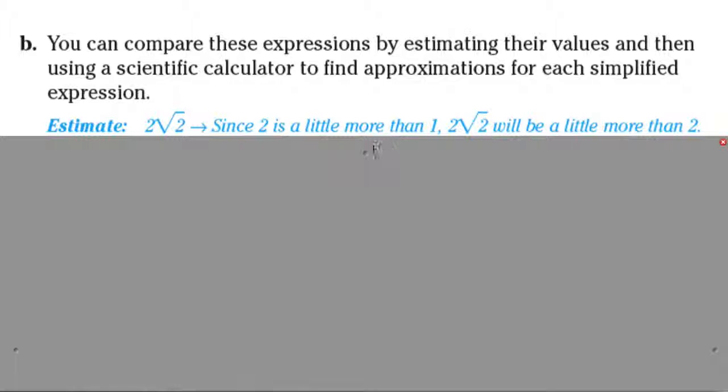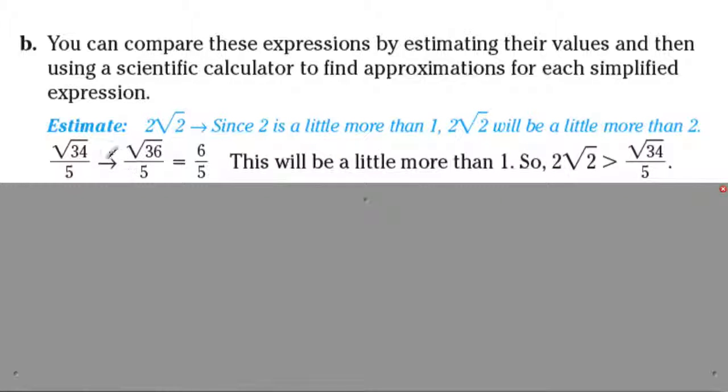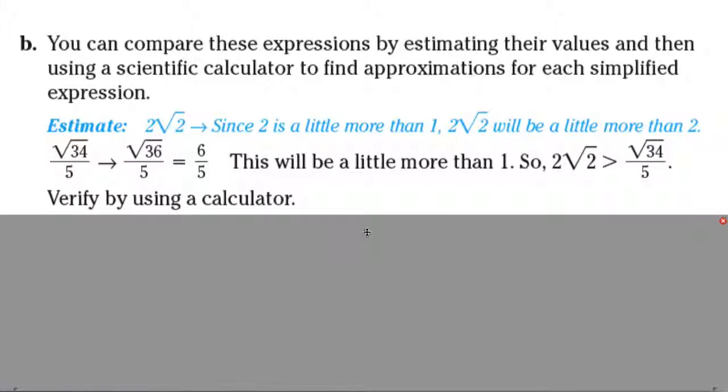So we now have radical 34 over 5 is approximately radical 36 over 5, because the nearest square number to 34 is 36. So we now have 6 over 5. So radical 34 over 5 is approximately 6 over 5, which will be a little more than 1. So if you notice, 2 radical 2 is greater than radical 34 over 5.